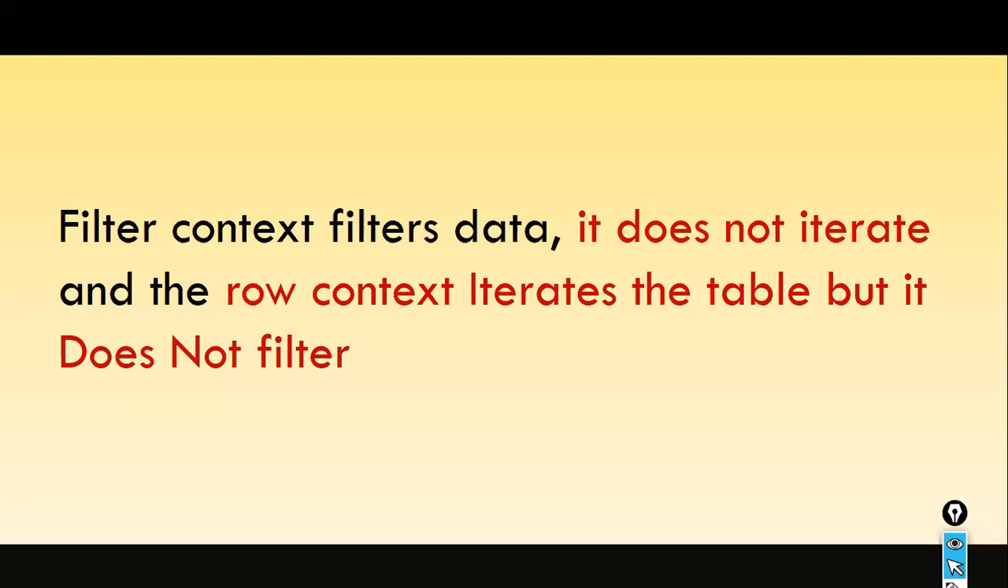To summarize, the filter context filters the data. It does not iterate. Filter context filters the data, that's all. It will not iterate. Whereas the row context iterates the data, but it does not filter. But we can have the combination of these two. You can transition your row context to filter context. That is possible, and both the row and filter context can coexist. But the filter context cannot iterate and the row context cannot filter. It can only iterate.